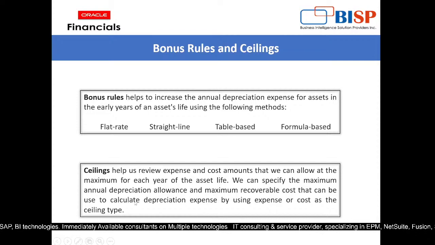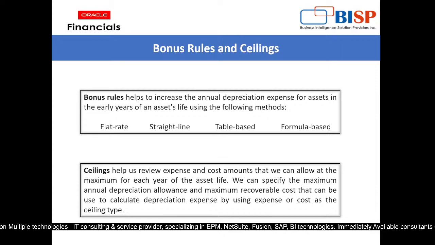Now, talking about the ceilings. Ceilings help us to review the expense and the cost amounts that we can allow at the maximum for each year of our asset life. We can specify the maximum annual depreciation allowance and the maximum recoverable cost that can be used to calculate the depreciation expense by using the expense or cost as the ceiling type. You can associate either an expense ceiling or a cost ceiling with an asset category.